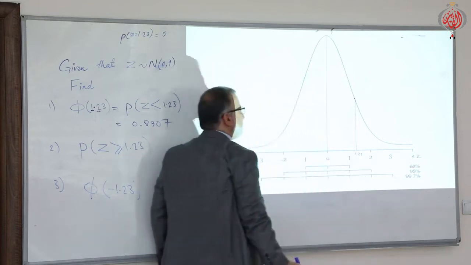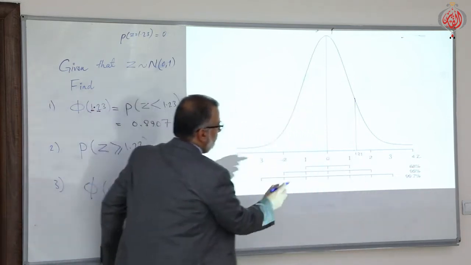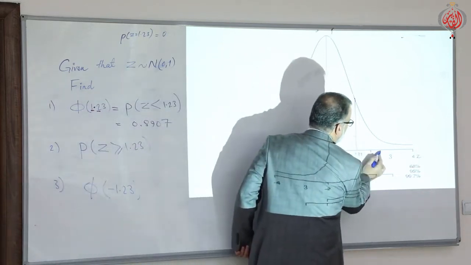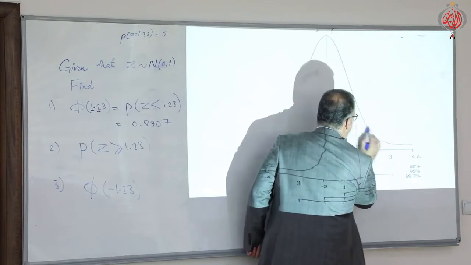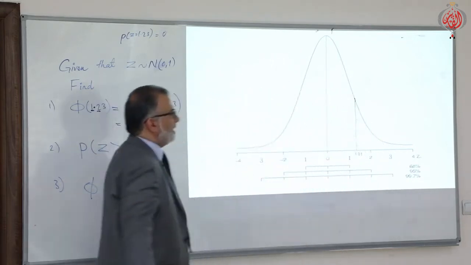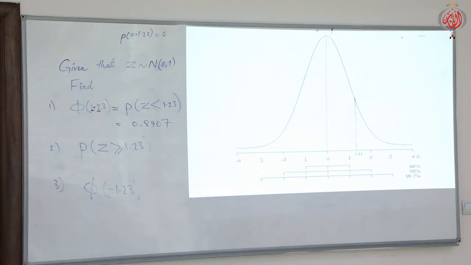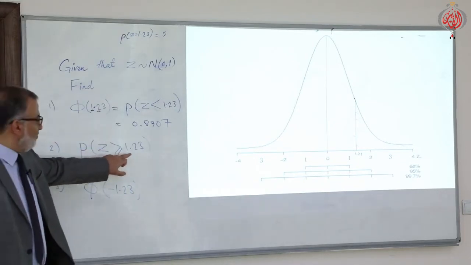1.23. More than, this is more than. All the values more than. How to find it? How to find the probability of Z more than or equal to 1.23?